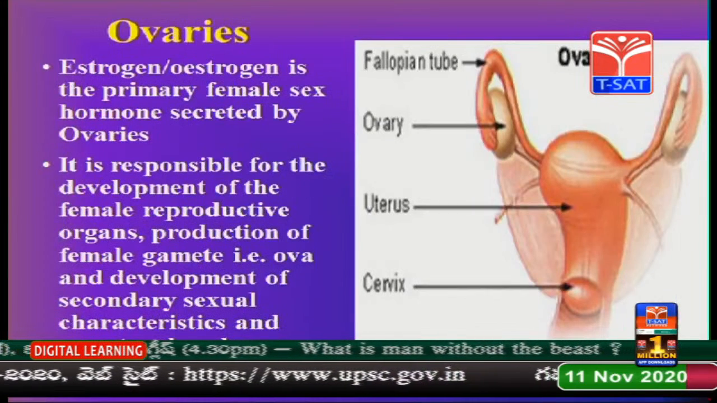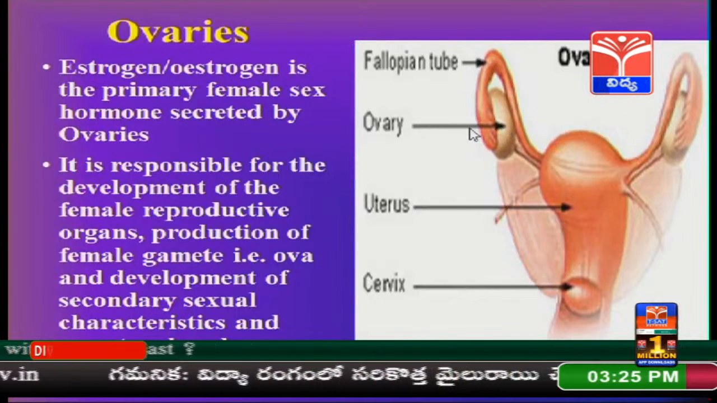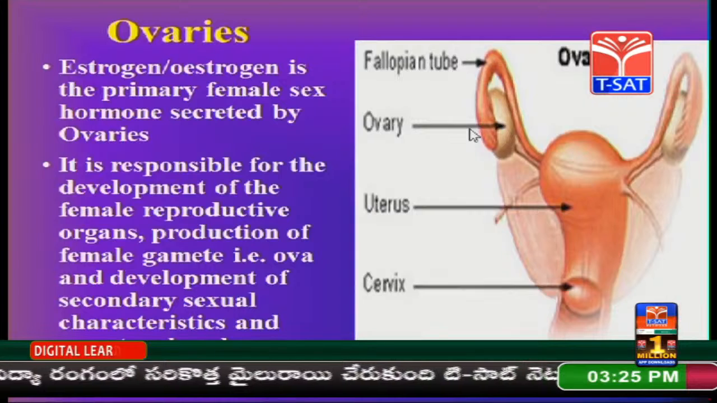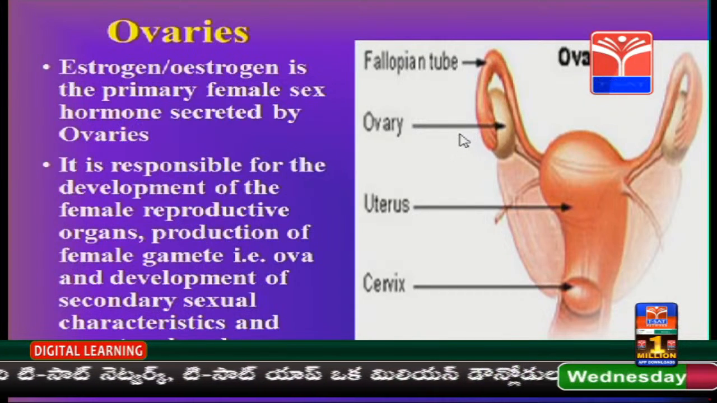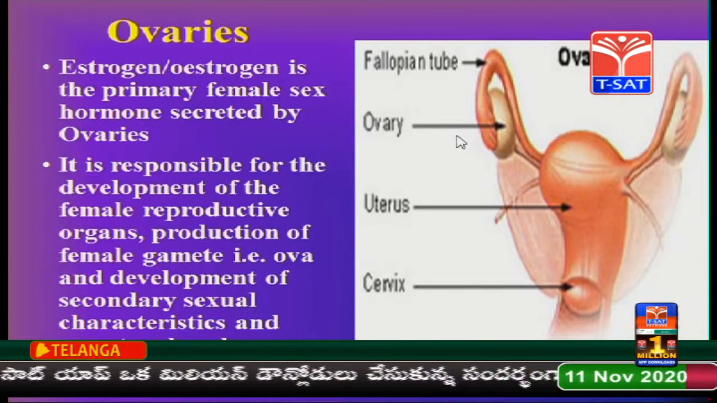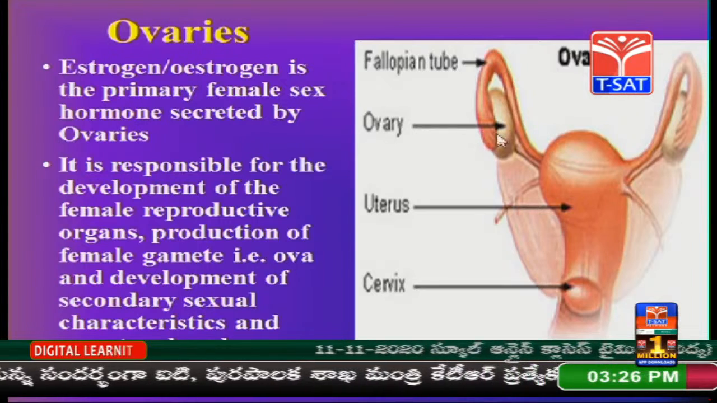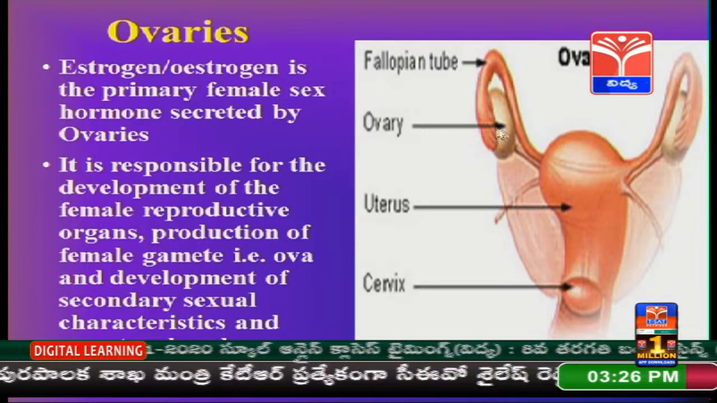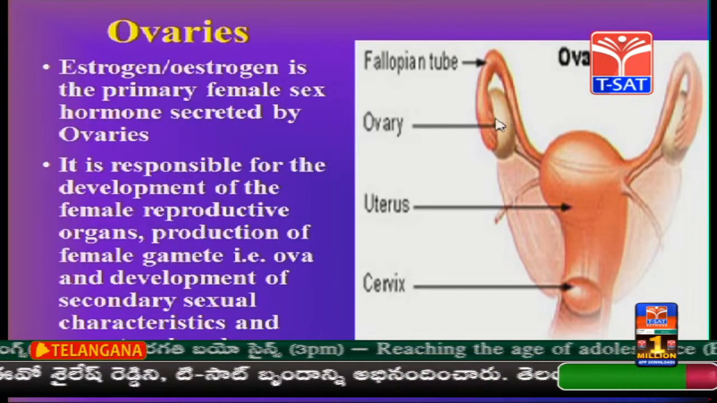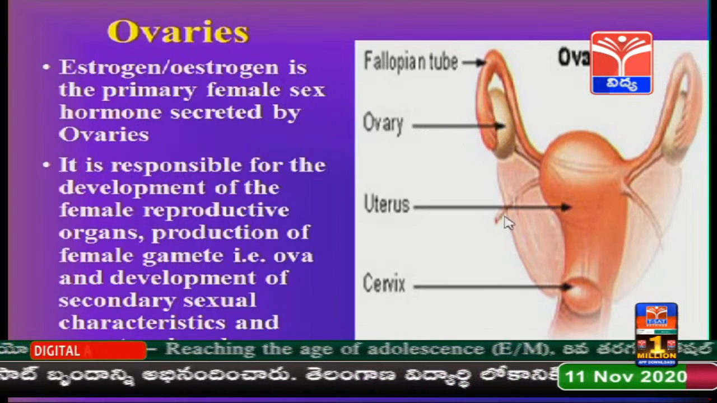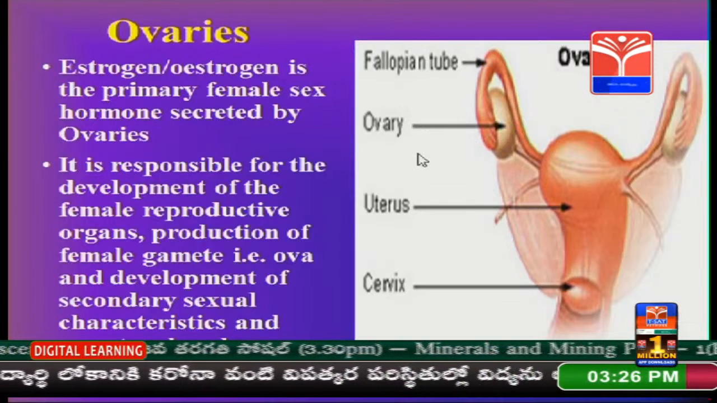Now, this is the female reproductive system. These are the ovaries, children. These ovaries produce a hormone called estrogen. It is the primary female sex hormone. It is responsible for the development of the female reproductive organs. It is responsible for the development of the ova. Ova means egg. So, the development of the sexual characteristics is also done by the estrogen hormone. That means the menstrual cycle is also taken care of by estrogen.